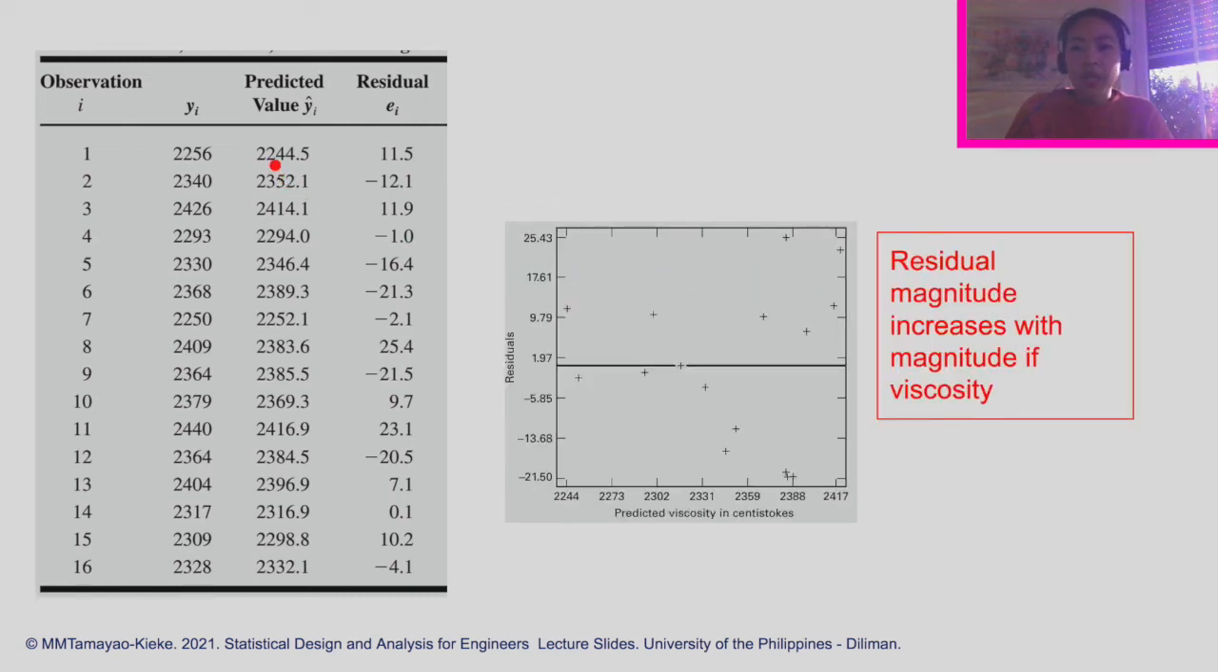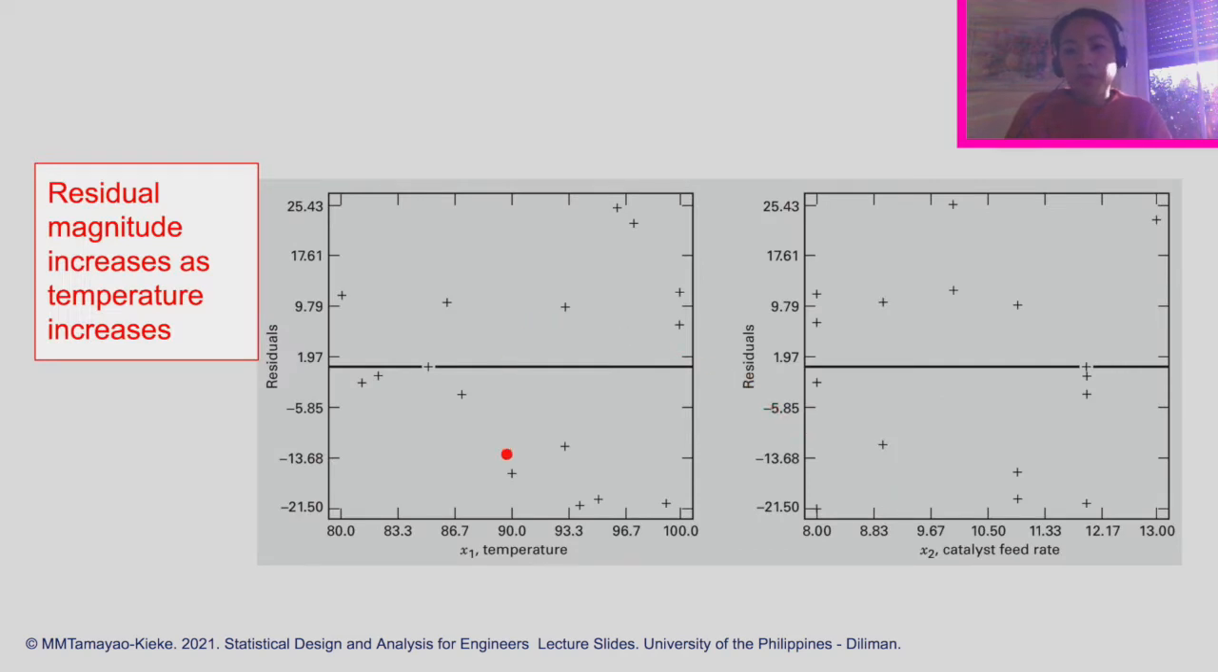However, if we plot the residual values versus the predicted viscosity in centistokes, we can see that there is a pattern, no? The residuals are fanning out, which indicates that the variability actually increases with increasing value of the viscosity. Now, if we plot the residuals versus the regressor values for temperature and catalyst feed rate, we can see that the residual also increases as the temperature increases.